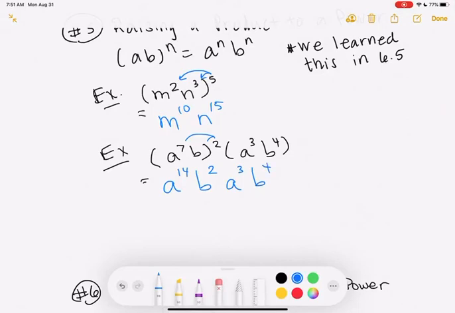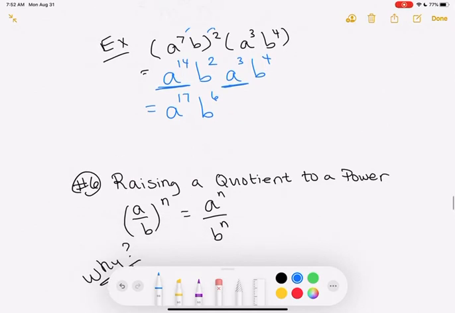Now, if it helps you, you can rewrite them so that all the a's are next to each other and the b's are next to each other, but it's not required. And at this point, what are we going to do? Now that it says multiply them all out, we're just going to add our exponents, right? So it's going to be a to the 17th, because we had a to the 14th and a cubed. So 14 plus 3 is 17. And then b to the 2 plus 4 gives me 6.